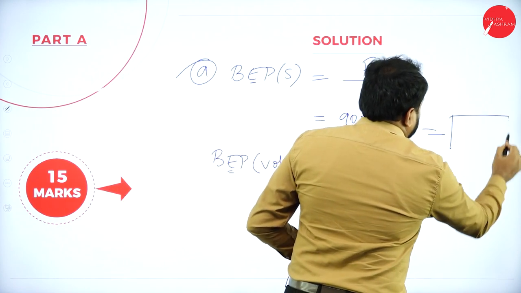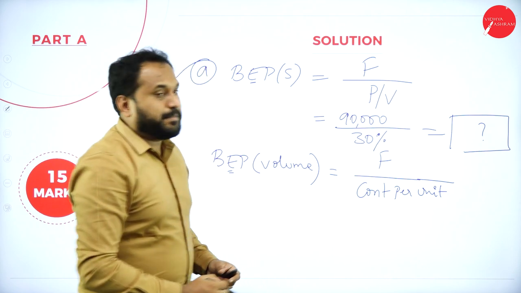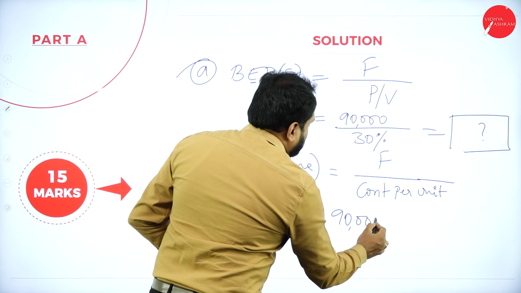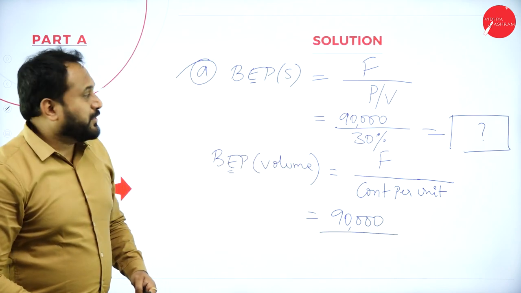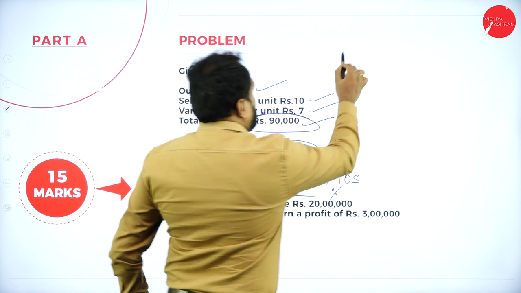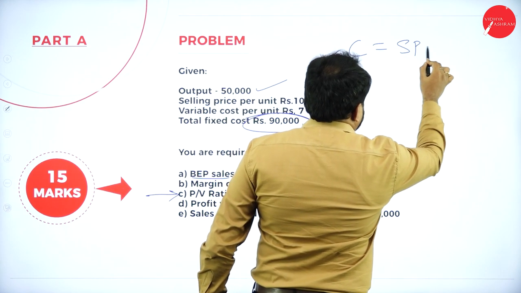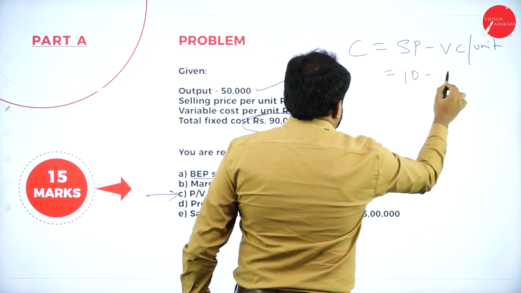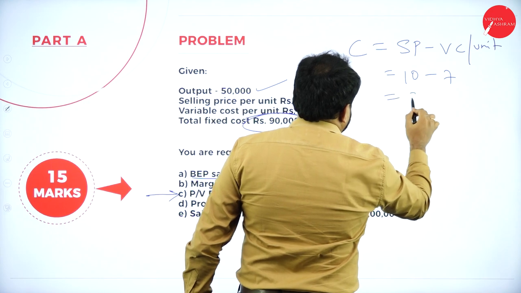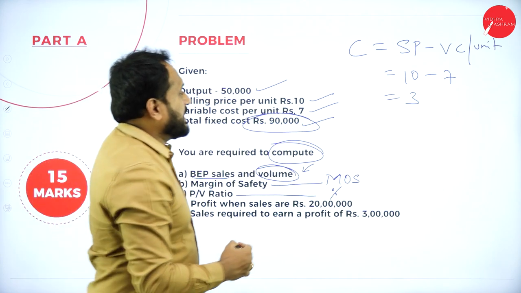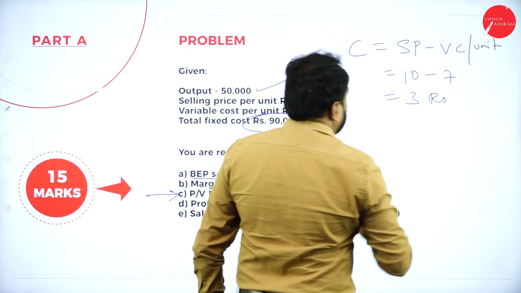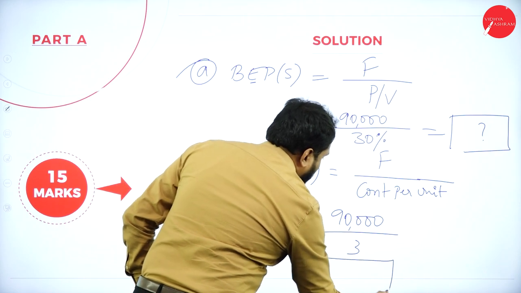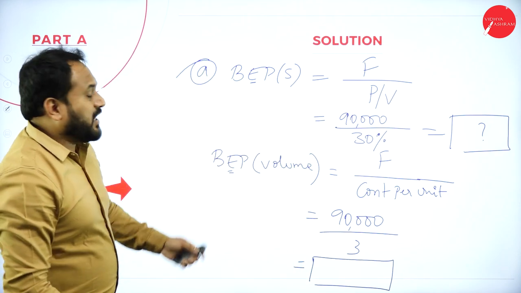So you need to tell me the answer for the BEP sales. Next, BEP volume is equal to fixed cost, 90,000, divided by contribution per unit. See here, contribution per unit is equal to selling price minus variable cost per unit, which is 10 minus 7, equal to 3. That is the contribution, 3 rupees. So whatever answer comes, this is what you are supposed to write, that is the BEP volume.